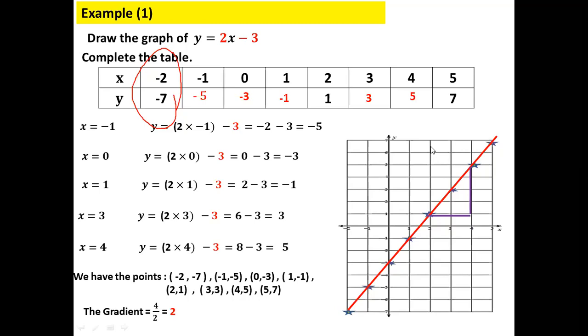Now the idea of the y intercept. Teacher, what does y intercept mean? The graph will cross the y axis at the point 0, negative 3. If you look at the points, you will find that one of the points is 0, negative 3. So just by looking at the equation I can find the gradient and the y intercept, which is directly one of the points, 0, negative 3.